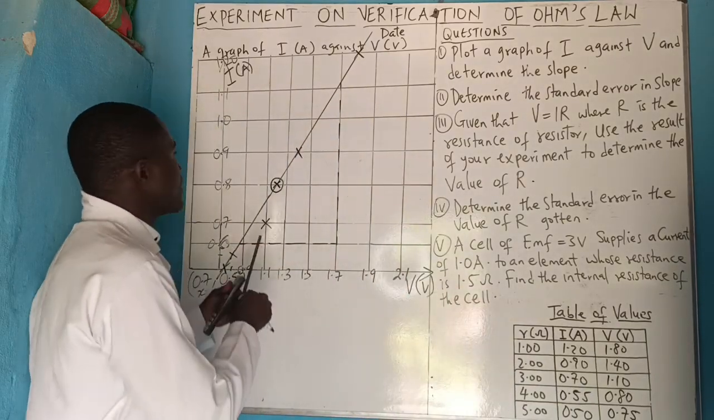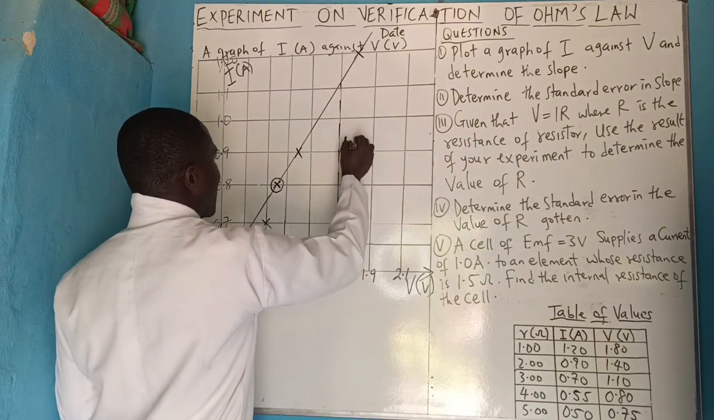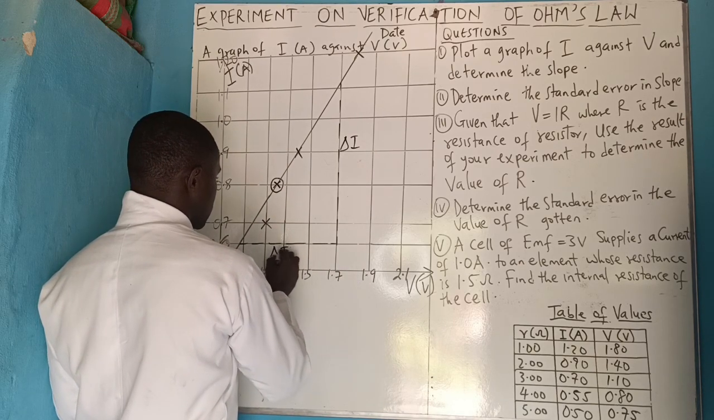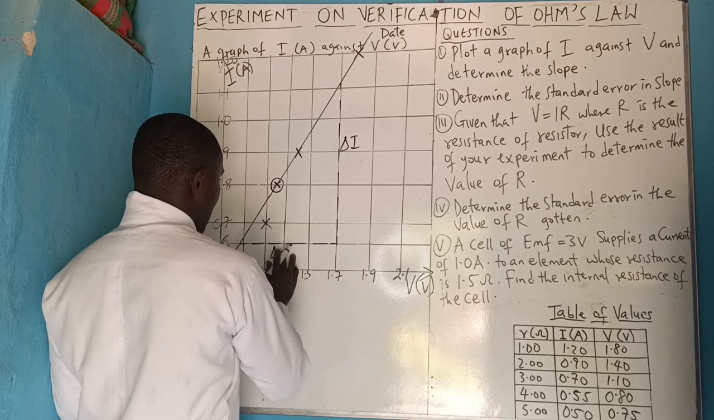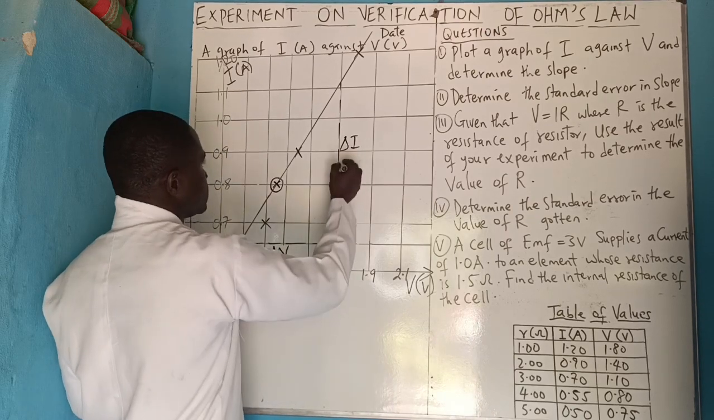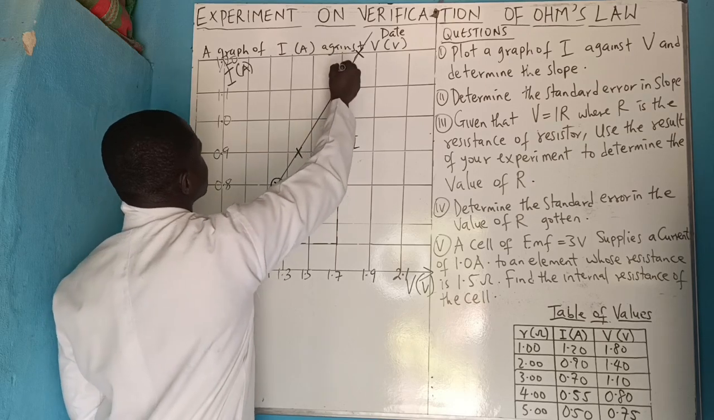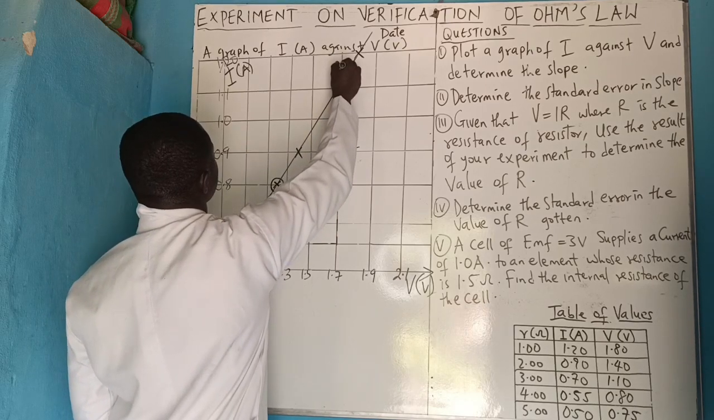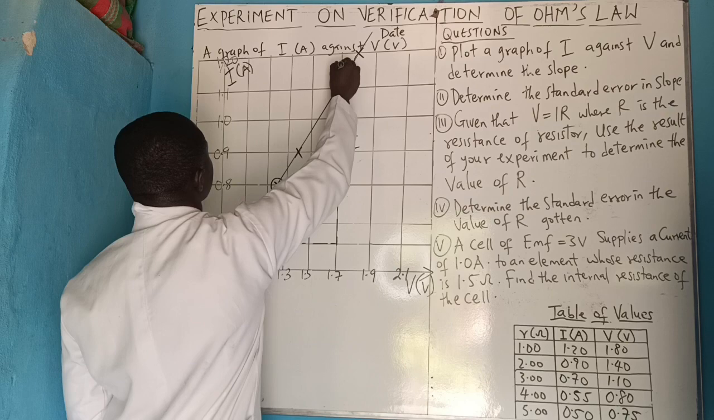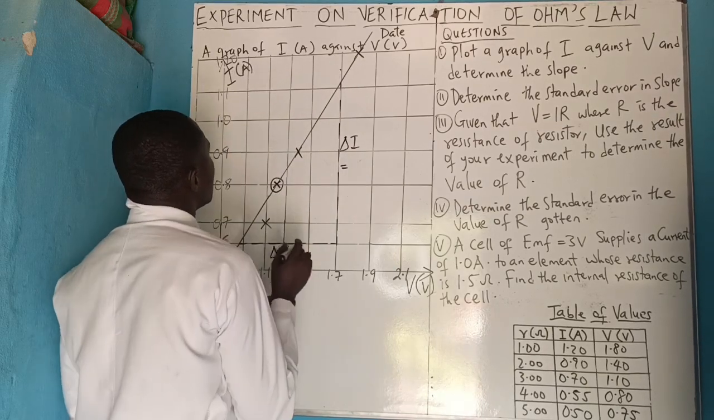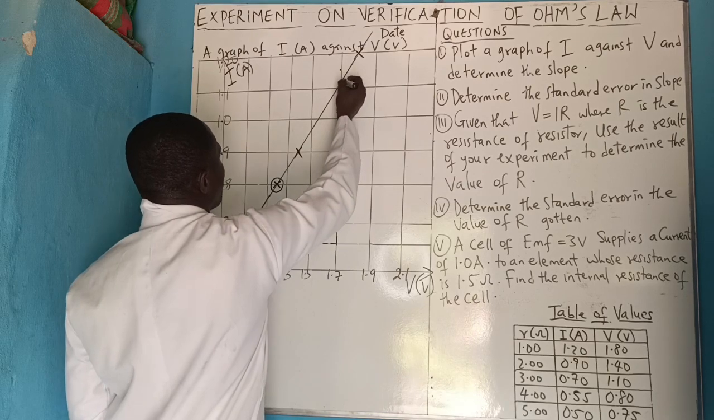To get our slope, we say change in I and change in what? V. Change in I and change in what? V. Change in I, what is the highest? Here is 1.1, this is 1.2, we will take it to be 1.12.